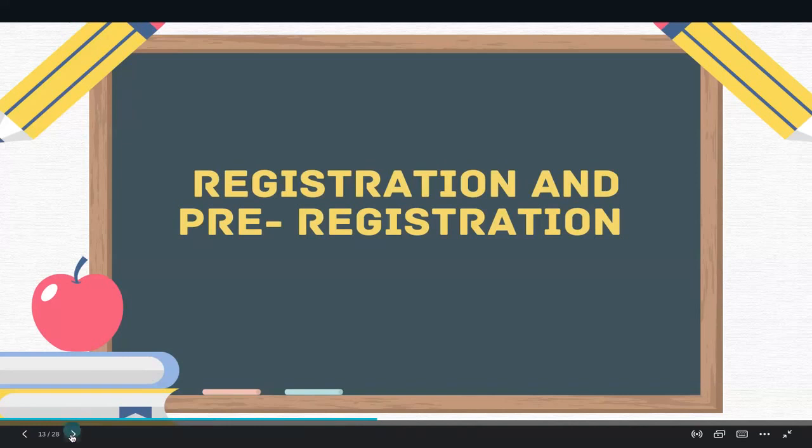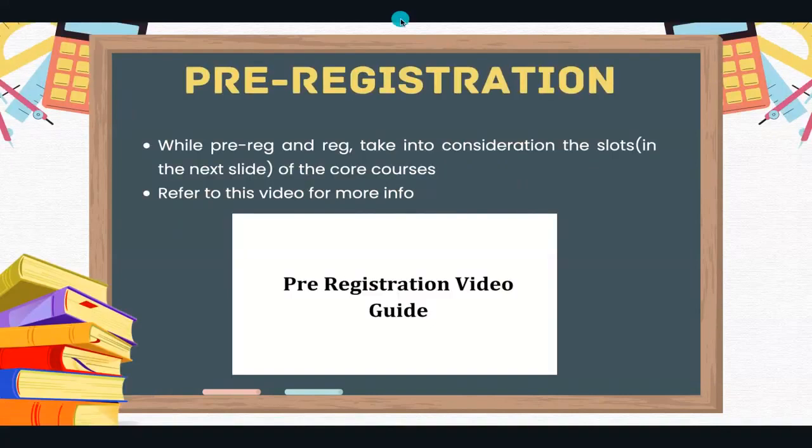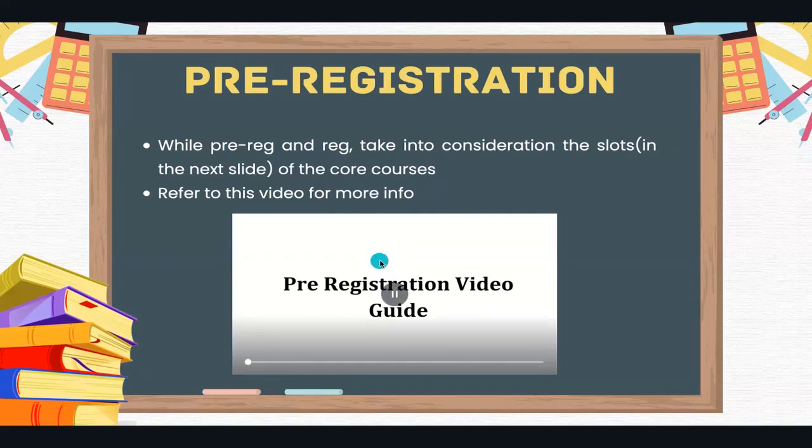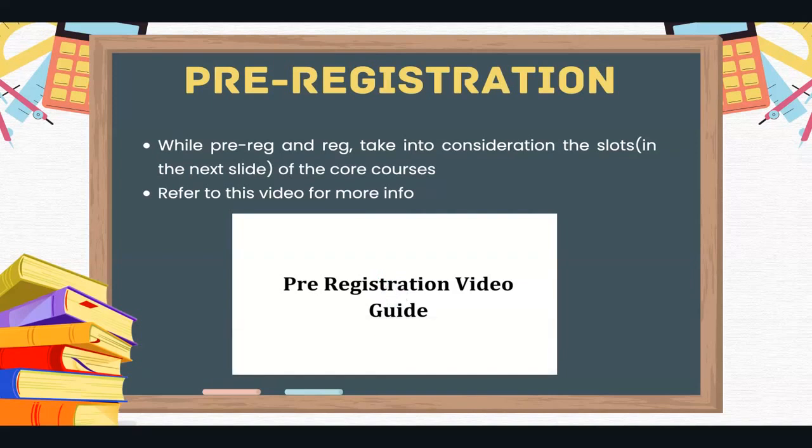Now I'll be talking about registration and pre-registration. So we'll be talking about pre-registration now. Pre-registration is the way for you to register for minors and humanities electives, as I had mentioned earlier. Now, this is a video that is recorded by Priyanka Bagade, who was the Institute Secretary, Academic Affairs and Head of Student Support Services in the year 2020-2021.